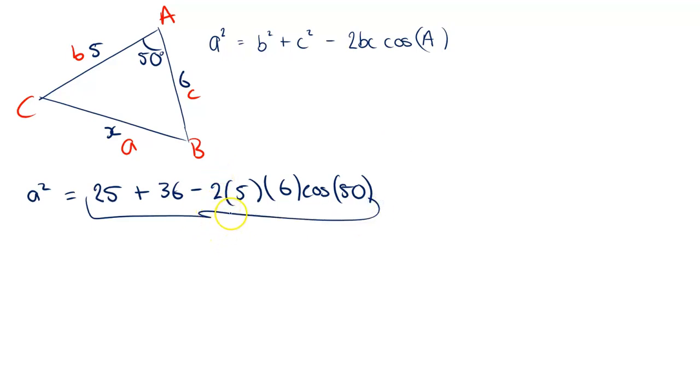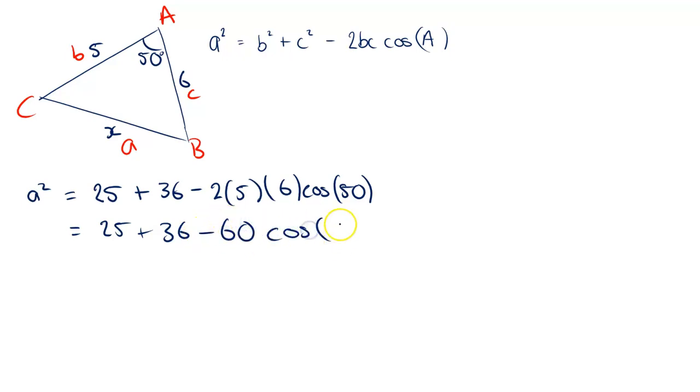And you can go ahead and type that into your calculator all at once, or you could do it step by step. So if you wanted to, we could partially solve this and say this is 25 plus 36, and then 2 times 5 times 6 is 60, times cosine of 50. And then again, if I typed all of that out into my calculator, I would have a squared as being equal to 22.43. Now remember, this is all a squared. This is a squared, so it's not a yet.